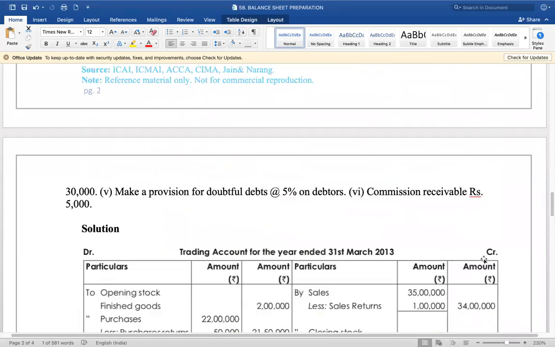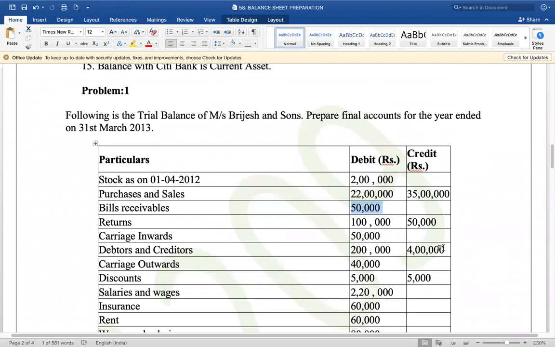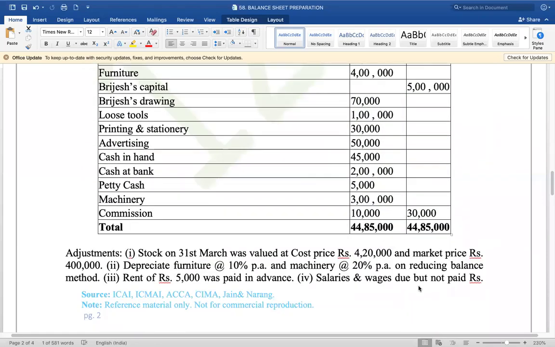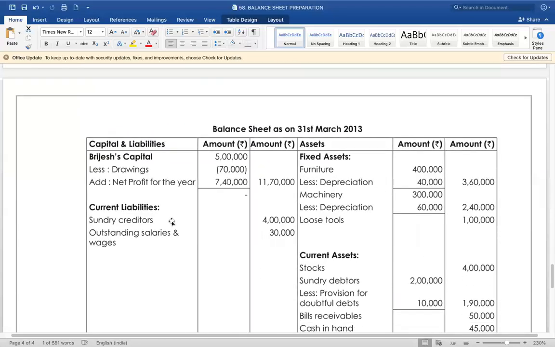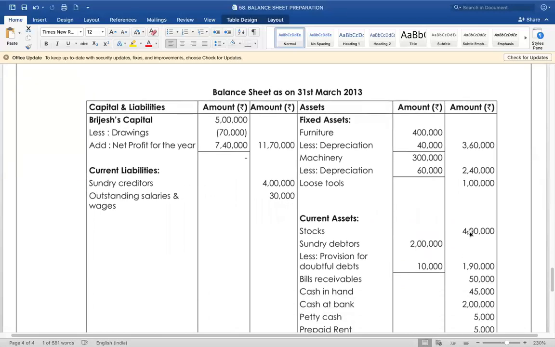Next is returns, we have taken. Carriage inward we have taken. Debtors and creditors. So debtors is an asset, creditors is a liability. We'll take both of them on their respective sides. Look at this. Sundry creditors 4 lakhs, sundry debtors 2 lakhs.